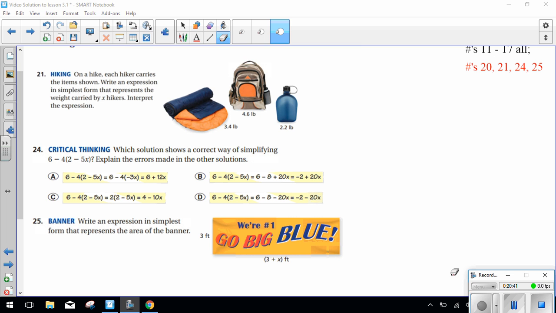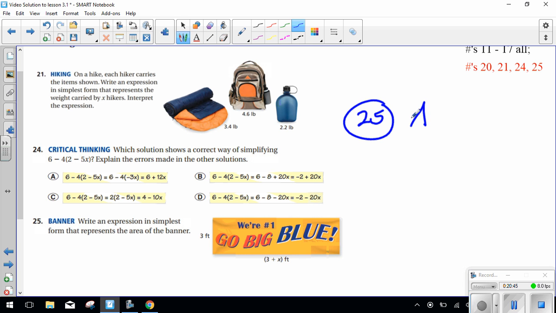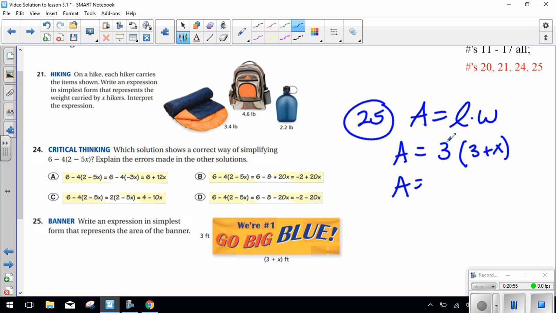Okay, for 25, we are looking for the area. Remember, area represents length times width. So area equals 3 times 3 plus x. So to find the area here, we simply distribute the 3. So 3 times 3 is 9, plus 3 times x is 3x. Since these are not like terms, this is my final solution.